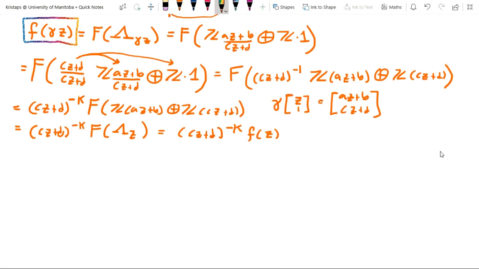And so here we obtain the transformation rule. f evaluated at gamma acting on z is just f at z with this term depending on the matrix coming out in front, cz plus d to the minus k. Where now, since the k depended on the capital F, we can imagine the k instead depending on this little f. Now, something's slightly different here from the definition I originally wrote down, and that is I have a minus k here in the exponent.